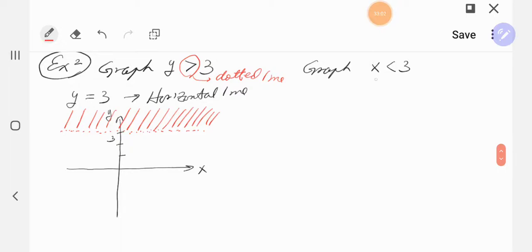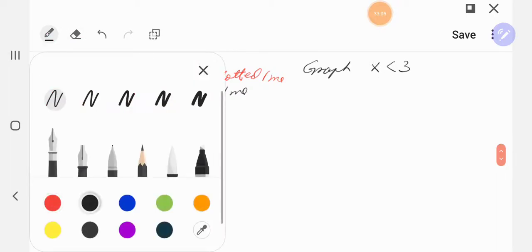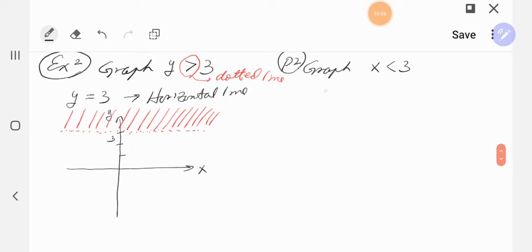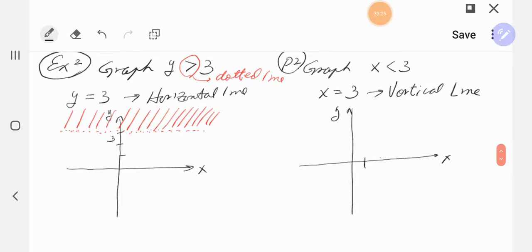Okay, how about this? X is less than 3. This is problem number 2. So let's make an equation first. Then this is what? This is a vertical line, isn't it? So let's draw a vertical line. X-axis, y-axis, 1, 2, 3. Since there is no equal sign, this is a dotted line. So I'm going to draw a vertical line that crosses 3 on the x-axis.